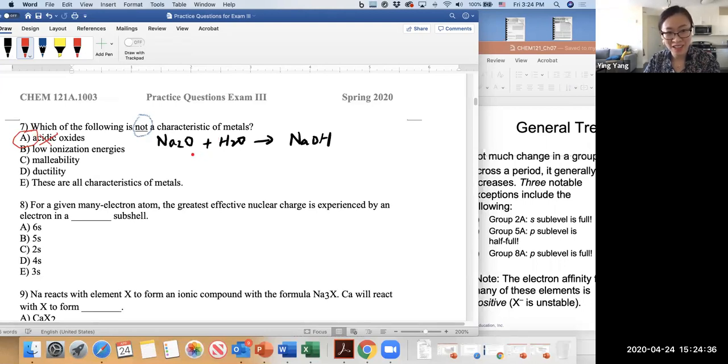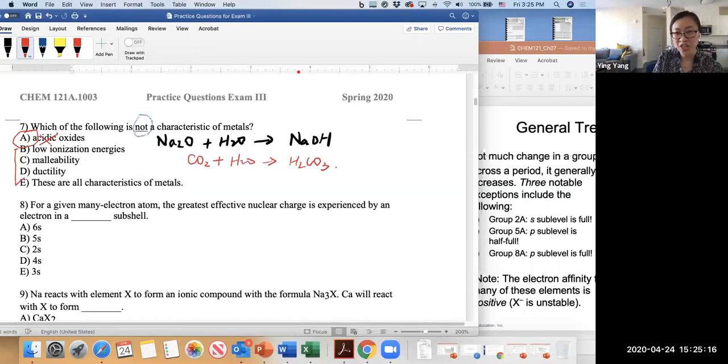So what would be acidic? That would be nonmetal oxides like carbon dioxide. And when you put it in water, now we have carbonated water. Some of you probably like it very much. And it forms the acid. Okay, let's still take a look at B through D. Low ionization energies, yes, for metals. Yes, that's true because they compare to non-metals. Because they have low ionization energy, they tend to lose electrons to form cations, and those are metals.